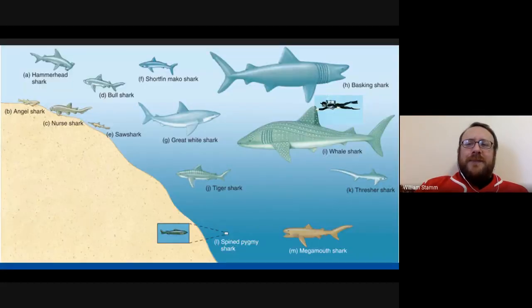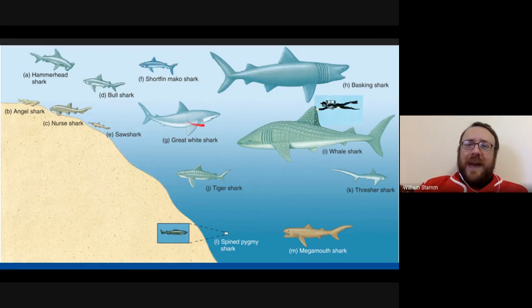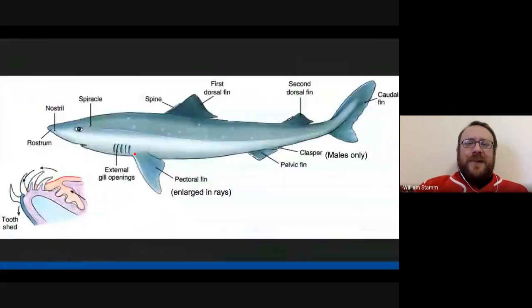These are some examples of some sharks and their size. The whale shark being pretty big, basking sharks pretty big. That's a diver for comparison. All these would have cartilage in them. There's some really small ones too. The spiny pygmy shark is really, really tiny. Great white sharks are absolutely big if you compare them to a human. Nurse sharks, the saw shark, which was the animal of the day today, all great examples of sharks.